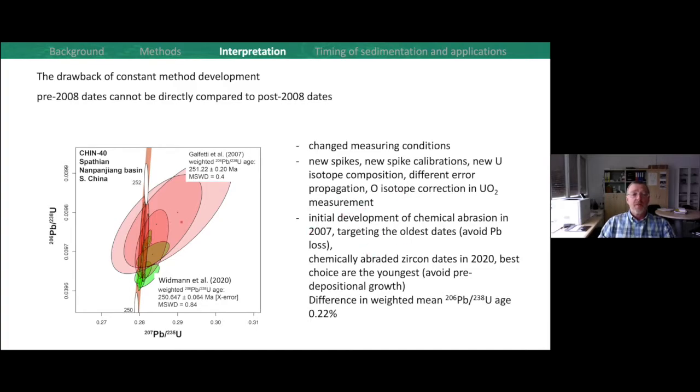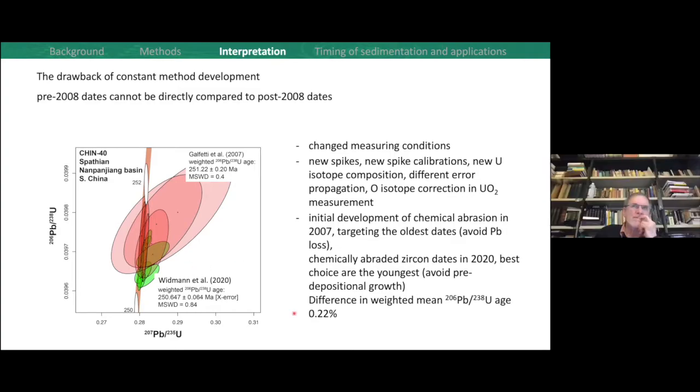This was at the very beginning of chemical abrasion. And now we are confident with chemical abrasion. What we did in 2007, we were not sure about the chemical abrasion. We took the oldest analysis and we thought the younger ones still have lead loss. And now we are confident with our chemical abrasion. We take the youngest analysis and consider the others as pre-depositional growth. And you see the difference is significant.